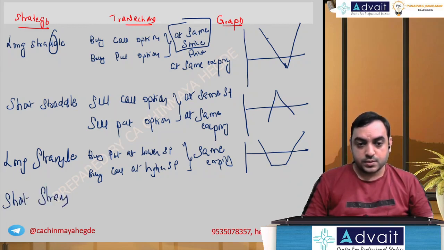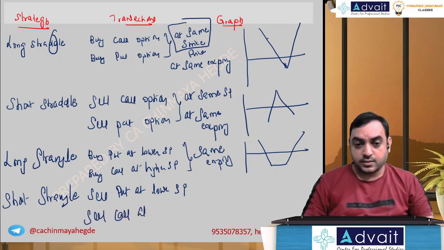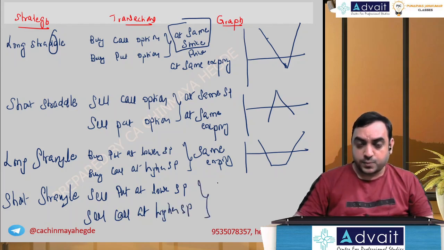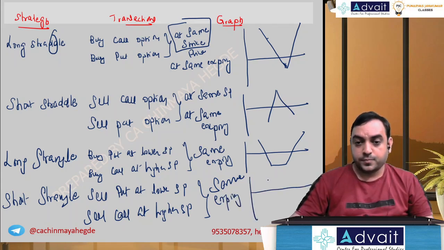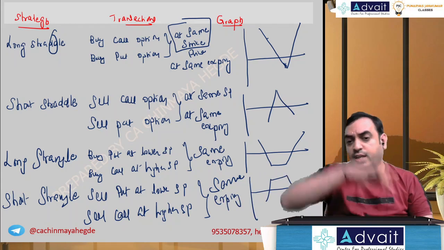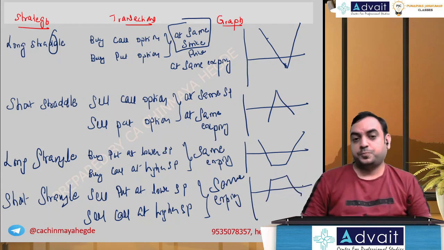Short strangle means I will sell a put at the lower strike price and sell a call at the higher strike price, with the same expiry, and this is called a short strangle. So the graph will come in a reverse manner.